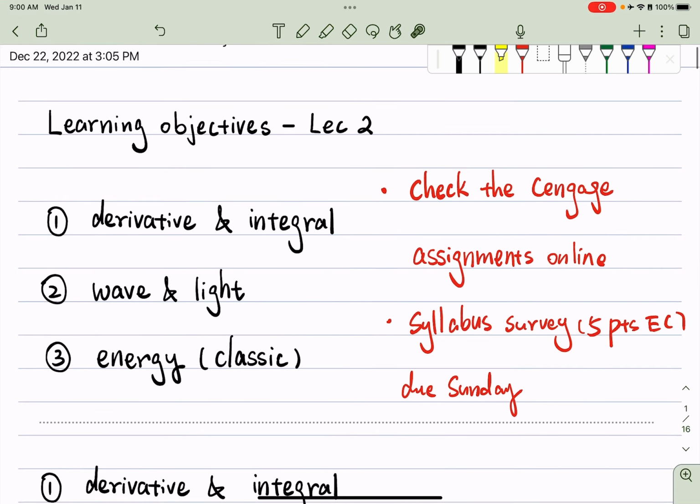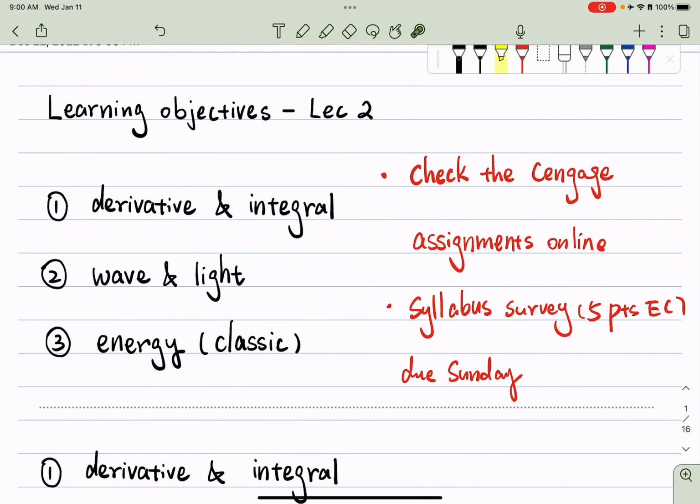And then I also posted a syllabus survey or a syllabus quiz that is worth 5 extra credits and is due this Sunday. So do go back and do that syllabus quiz and read the syllabus, get to know what is covered in this class and what my expectation is. Okay, so that's the administrative part.